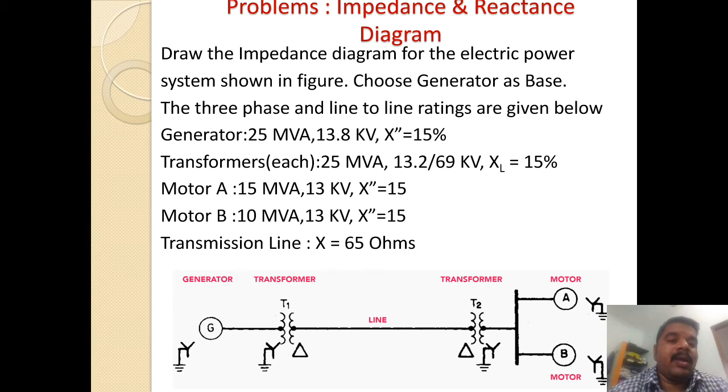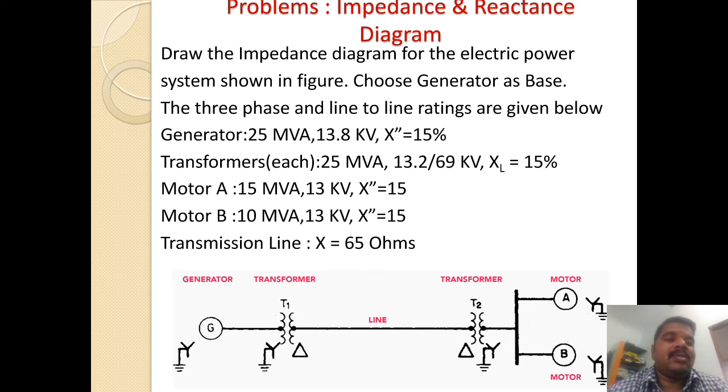If it is single phase, it will be specifically mentioned as a single phase value, and for that case we have to go for another problem. Now in this problem, the transformers each are given as 25 MVA, 13.2 divided by 69 kilovolt, X is equivalent to 15%. They are not mentioning single phase, so no problem: the given transformer rating is three phase. Now we have to move on to the problem.